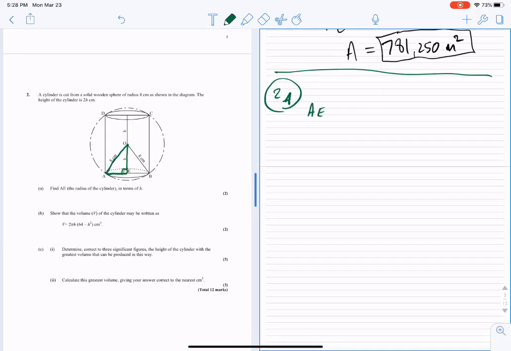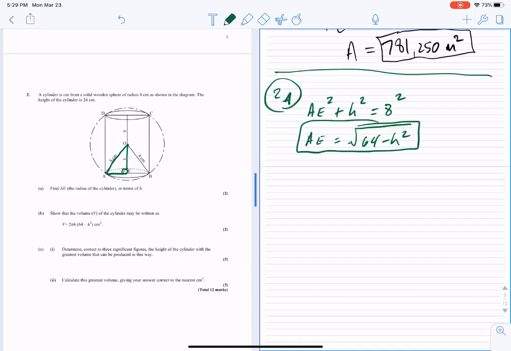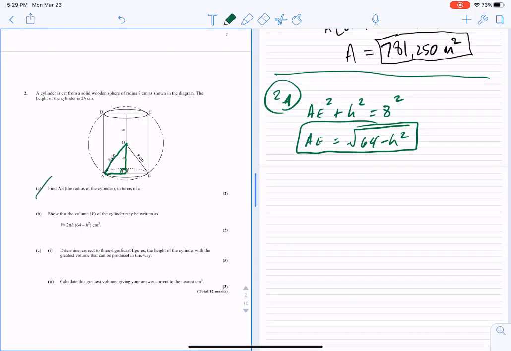So making an expression for AE is pretty easy. AE squared plus h squared, because h is half of the total height, is equal to 8 squared, all right? So that means that AE is equal to the square root of 64 minus h squared when I solve for AE, okay? So that is very simple. That's the expression for it. That's your answer. Not a whole lot going on there in this question, okay?